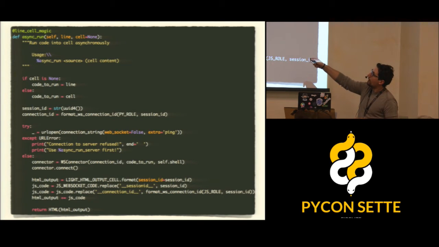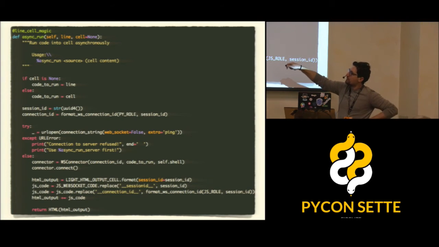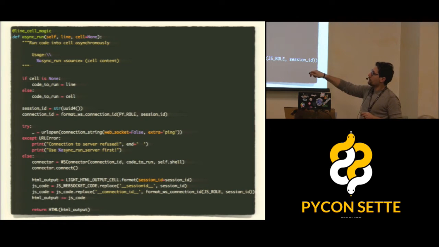Then this is the asynchronous line cell magic here. Basically what it does is instantiate the WS connector, which is an object which embeds all the necessary information: here, the shell we are running, the notebook, and the actual code to run, which is basically the string of the code to execute in this shell. And then we connect to the socket.